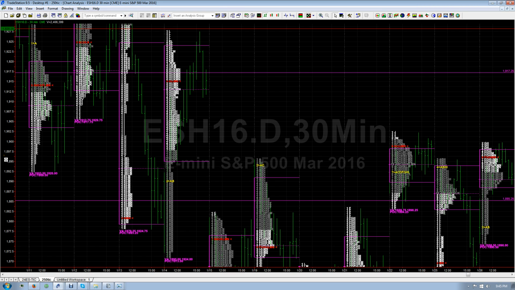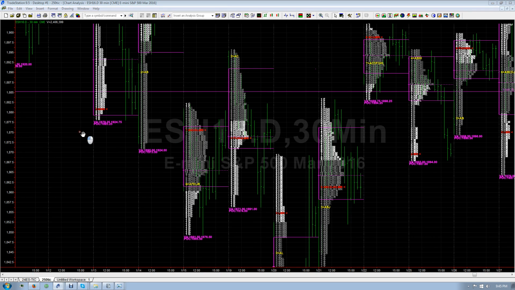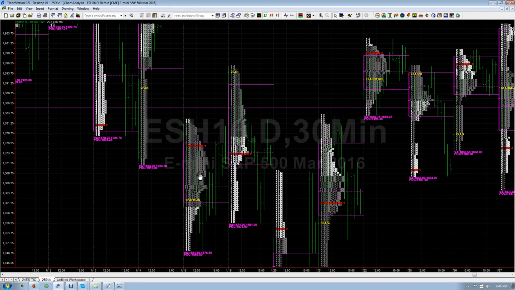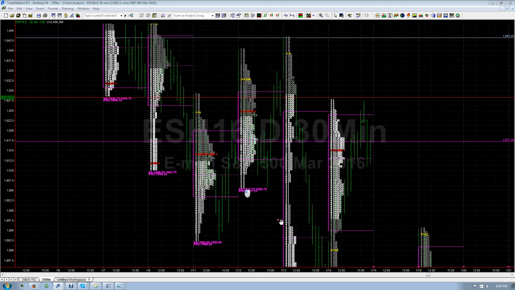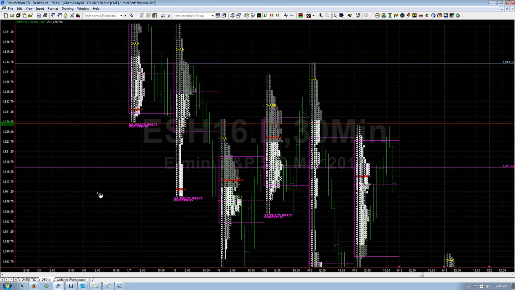And so you don't really have a good Gaussian distribution. This would be an example of good Gaussian distribution. And so the market has to come in the next day and fill in how sloppy the market traded that day. And that's just called profile repair.